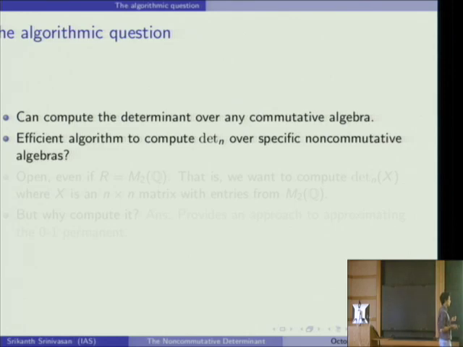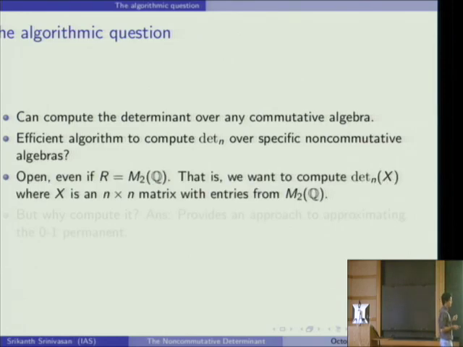It turns out that this question hasn't really been looked at much, and it's not known even when the algebra is fairly simple, let's say 2 by 2 matrices over the rationals. The reason it hasn't been looked at is there's not much motivation. Why would we want to compute such a thing in the first place? Well, the answer to this is actually fairly nice.